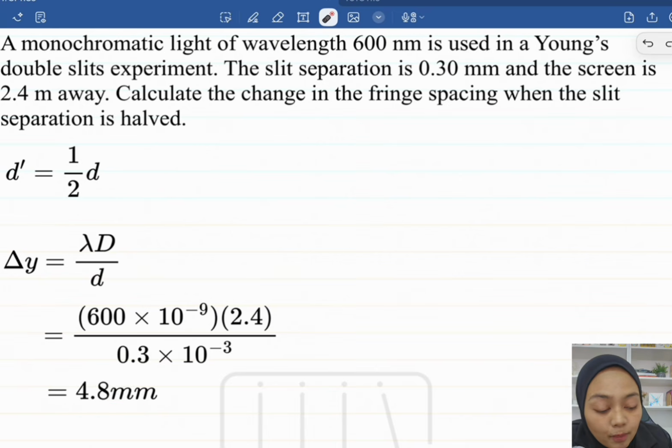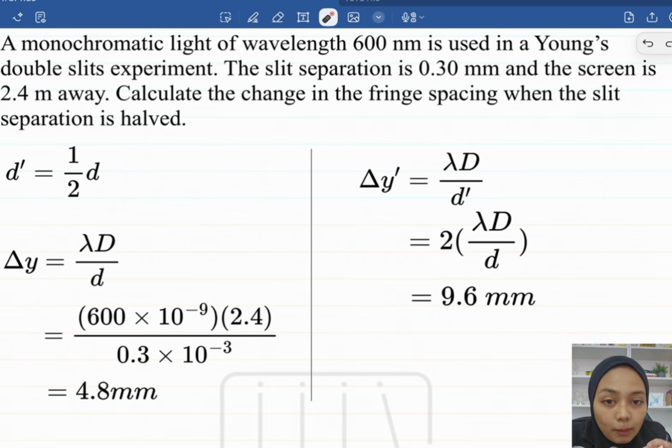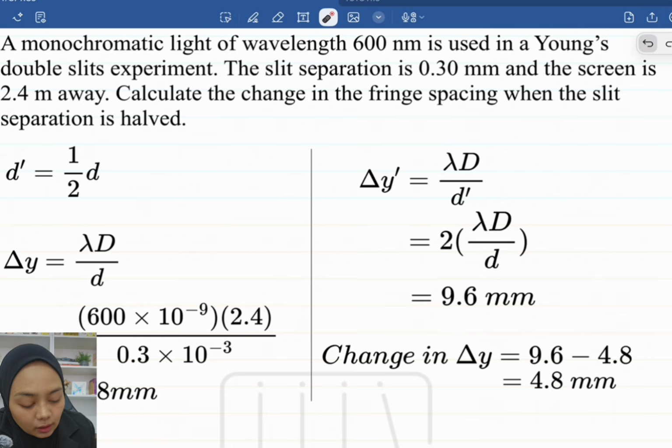This is the original, before we halve it, and then we use this one to get the half, so the answer is 9.6 millimeters. And why do we have to do this? Because it asks for the change, how much from the original to the new, how big the difference is. So for that we subtract: the change in the delta y is 9.6 minus 4.8, which is the original. This is the new, and the answer is 4.8 millimeters.